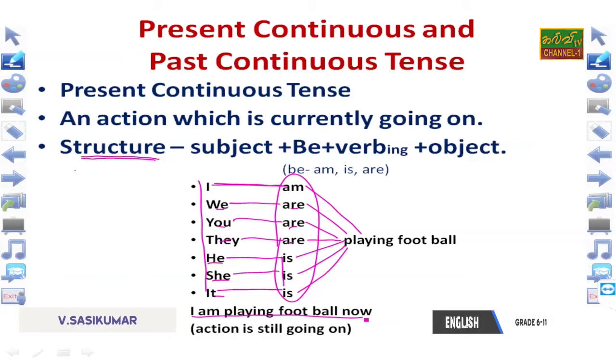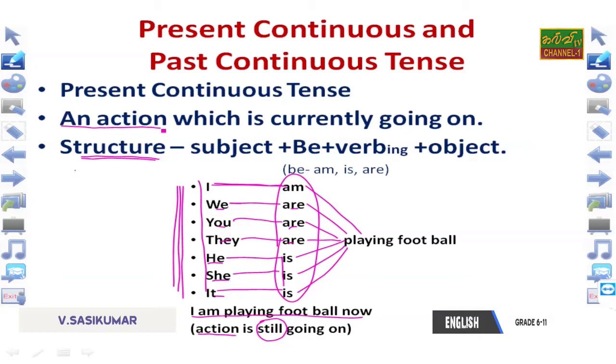So now here, dear students, the action is still going on. Still going on. Action. Still going on. Not finished. So that's why the sentence is going on. The action is going on. That's why we have prepared the sentence as present continuous. So the action is still going on. So in this way we can get the definition: an action which is currently going on.